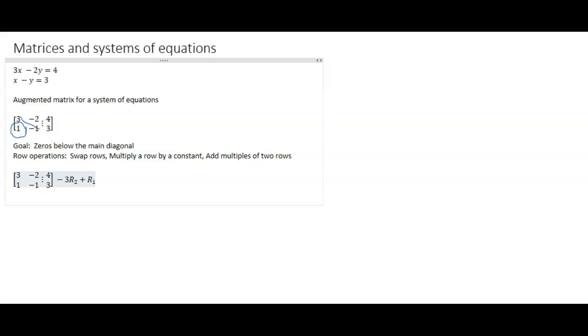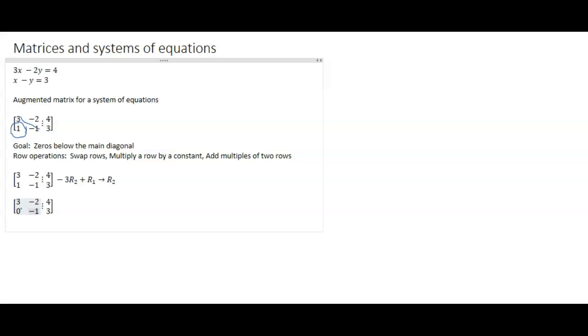I'm going to use row 1 to accomplish this, but I'm not going to change row 1. It's going to stay exactly like it is. I am going to replace row 2, because that's where I want the 0 to be, is in row 2. So I'm going to multiply negative 3 times row 2 and add to row 1 and put the result into row 2. Well, let's see what happens when we do that. I'm going to have negative 3 times what's in row 2. So that's negative 3 times 1 is negative 3, plus what's in row 1, 3. Negative 3 plus 3, that's 0. We knew that. We planned it that way.